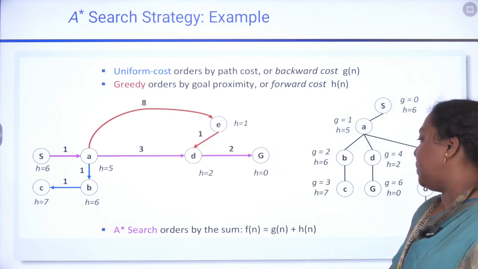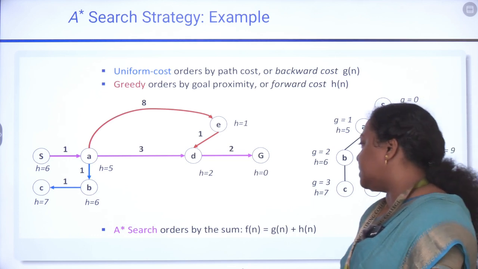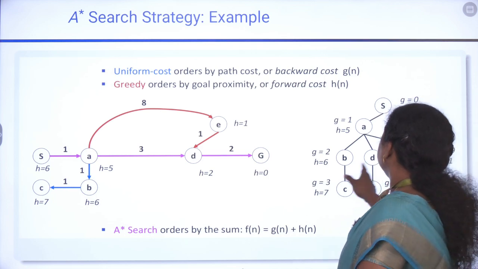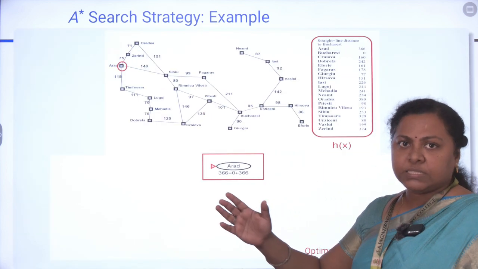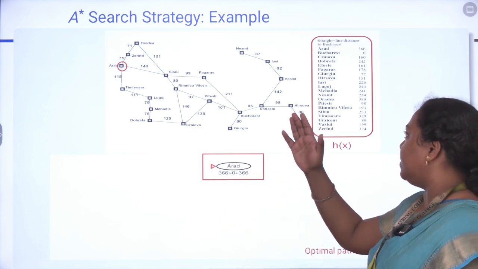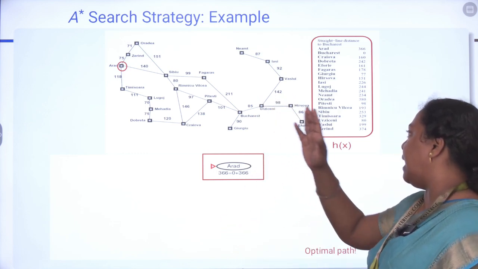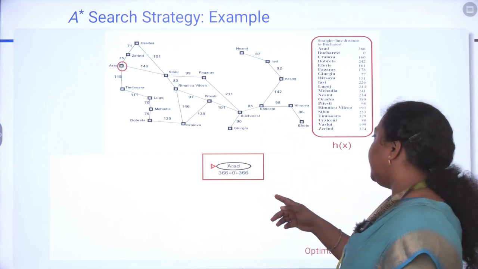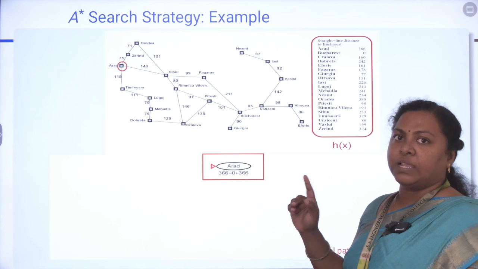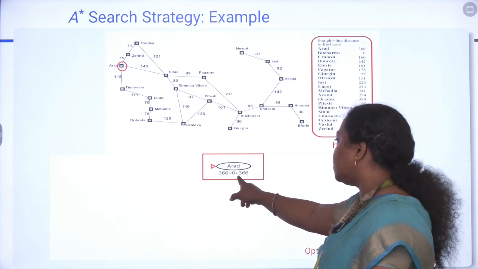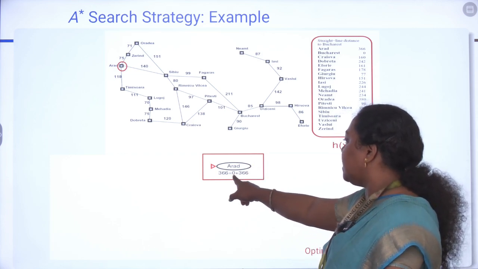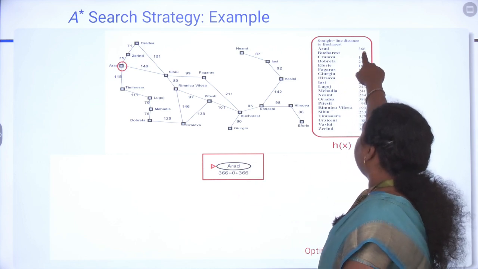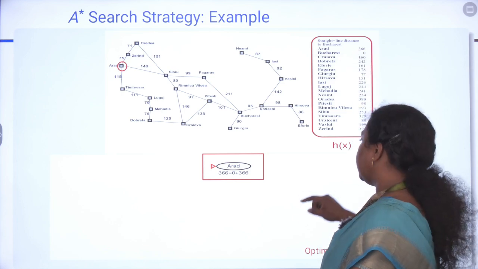So likewise, we will be expanding, and this A star search is ordered in the sum by G of n plus H of n. So we are just seeing this with the same example, which gives us the path from Arad to Bucharest. Here, when we compare to the previous one, we didn't take the G of n value, only the H of n value was taken into consideration. So here, G of n at the start is 0 and H of n is 366, which is being given here. The Arad value is 366.